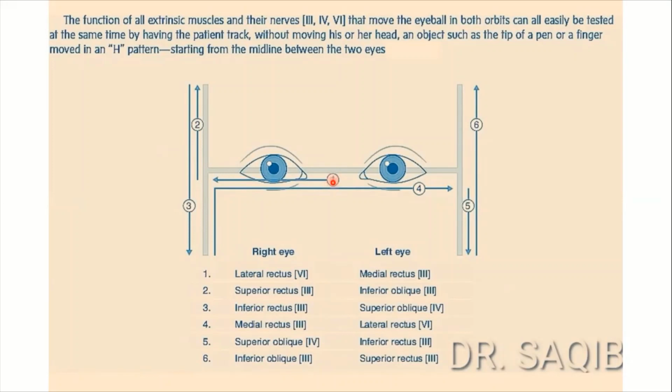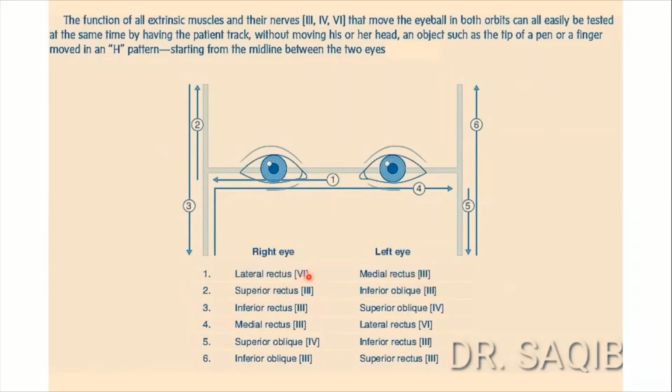So you can use the tip of a pen here, in front of the eyes, and you follow that H. First of all, you bring the tip of the pen over here from this side, and this will test one. This would be the right eye lateral rectus. The right eye lateral rectus is tested, and simultaneously the left eye medial rectus is tested. Also with the nerve supply, you can check. This is the sixth cranial nerve for the lateral rectus, and the third nerve for the medial rectus.